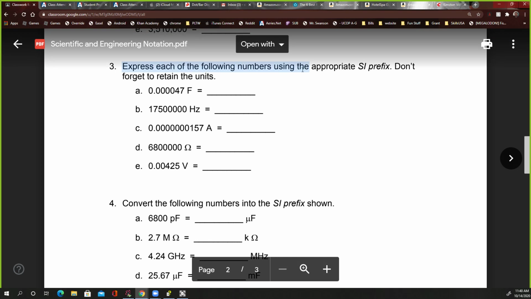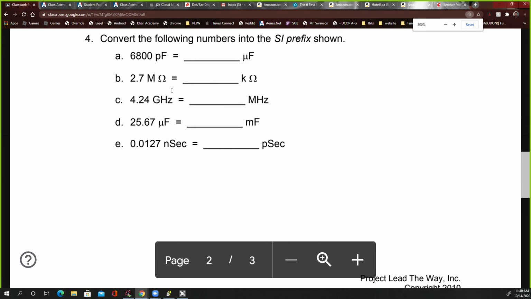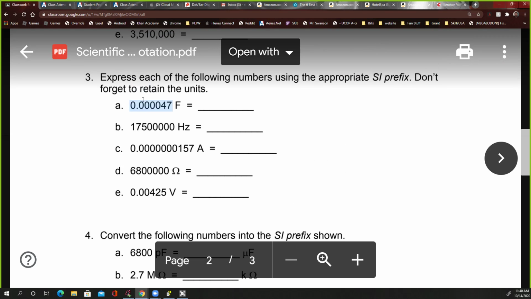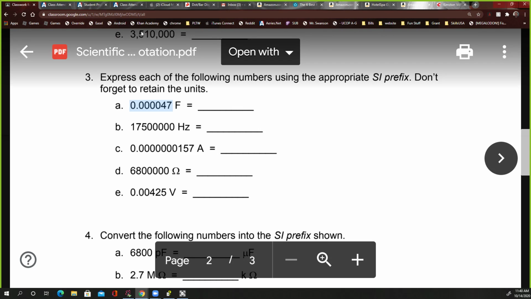All right, next. Express each of the following numbers using the appropriate SI prefix. Don't forget to retain units. So that's pretty much what I've been doing as well. So let's do one real quick, okay? Let's do this one right here. So how many zeros do we have here? We have 0 point, and then 1, 2, 3, 4 zeros, right? Let me zoom in a little bit in case you guys can't see that. So we have 1, 2, 3, 4 zeros, and then a 4, 7. Okay, let's do that.